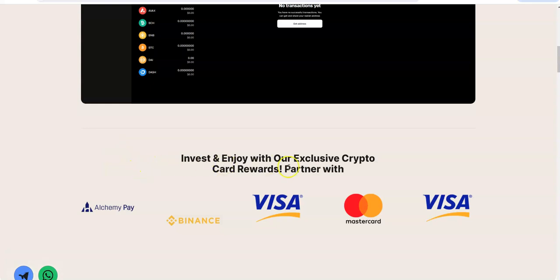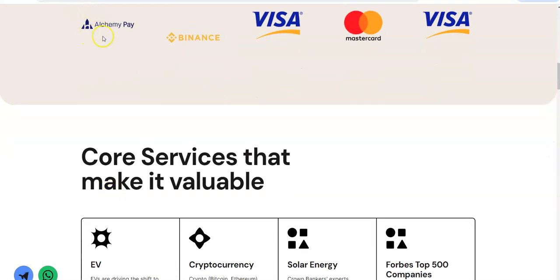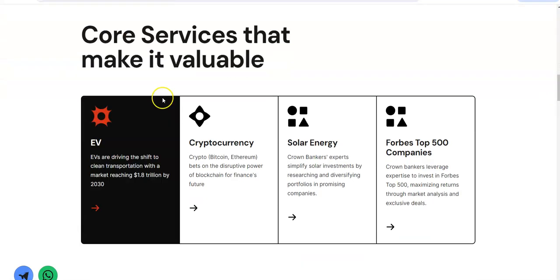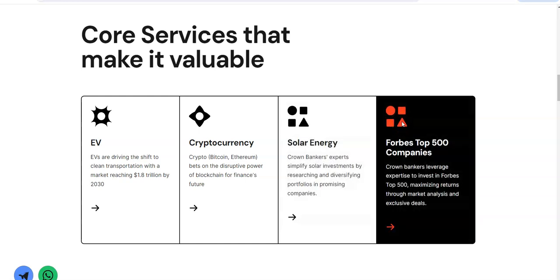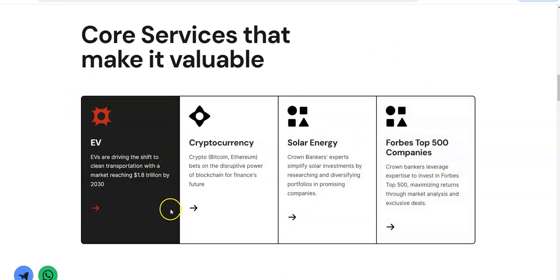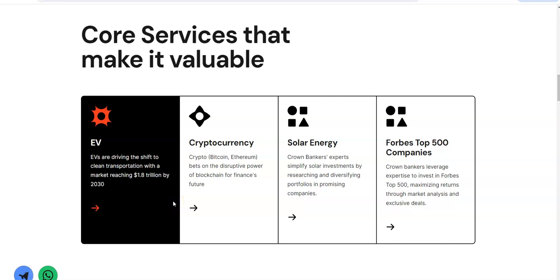Invest and enjoy with our exclusive crypto cards or rewards. Partner with these cards here, right? Visa, MasterCard. Well, not Binance, not a card, but Alchemy Pay. Well, maybe Binance has a card, but Alchemy Pay. I don't think I've ever heard of Alchemy Pay, but I guess it's out there. And then they got EV, Crypto, Solar, and Forbes top 500 companies all kind of intertwined here for core services.